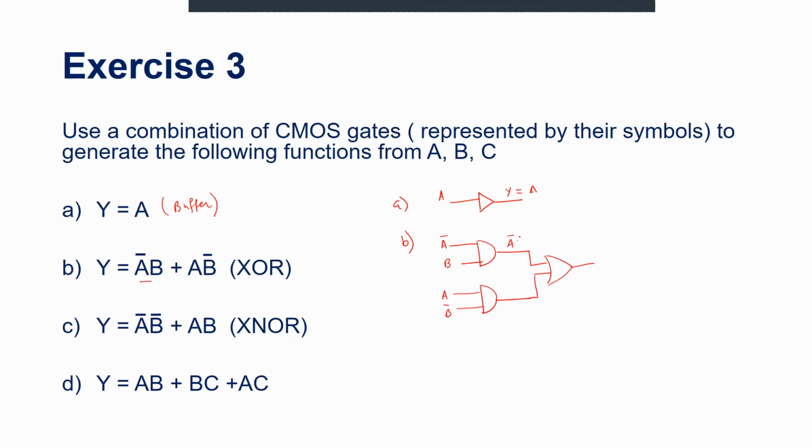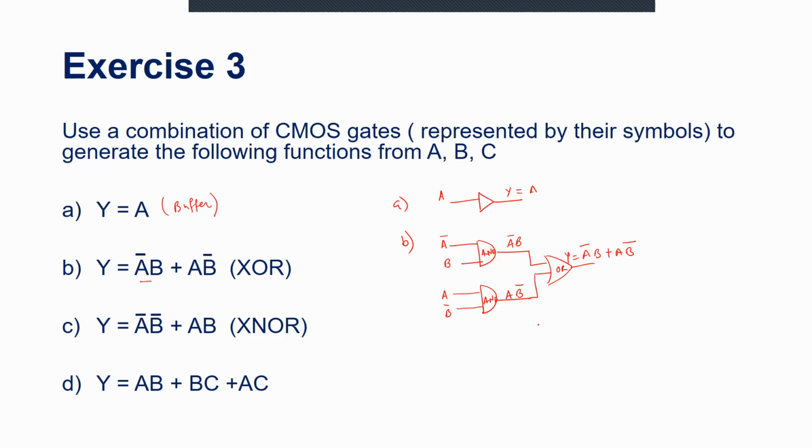So here we come with A bar B, here we come with A B bar, and the final function. This is OR gate, this is AND gate, this is AND gate. So Y would be A bar B or A B bar. So you see now how we can actually construct this logic over here.